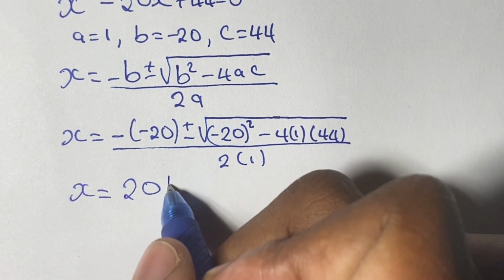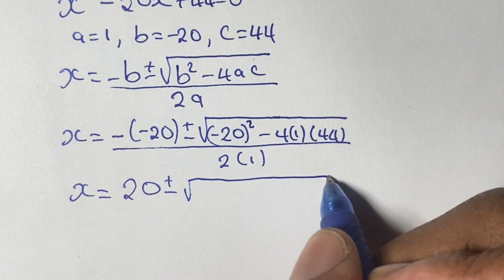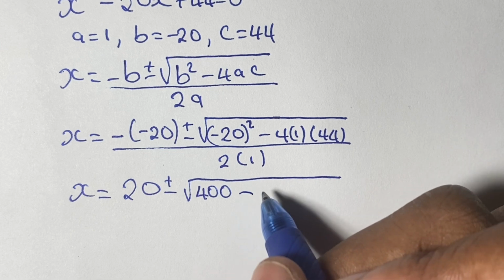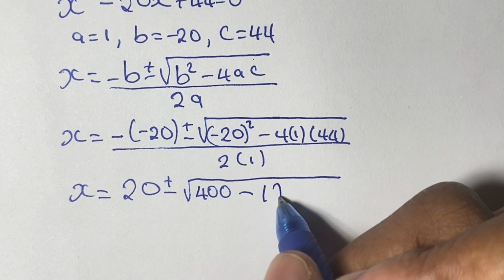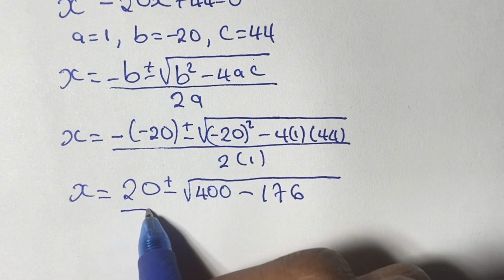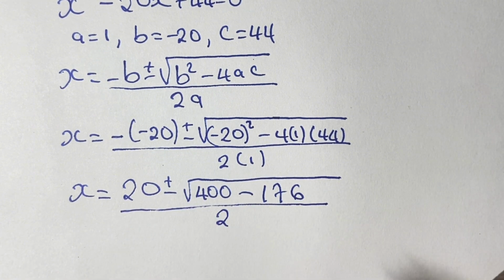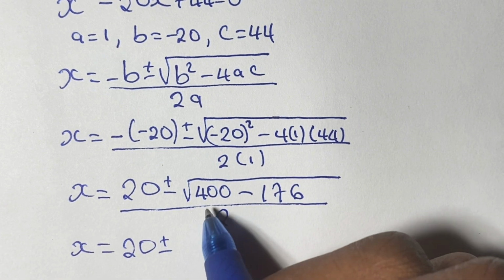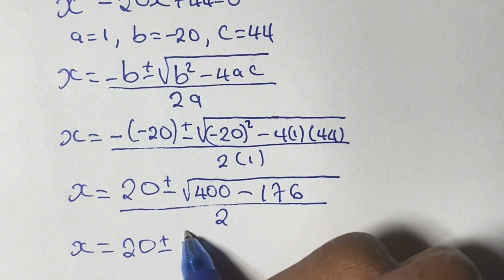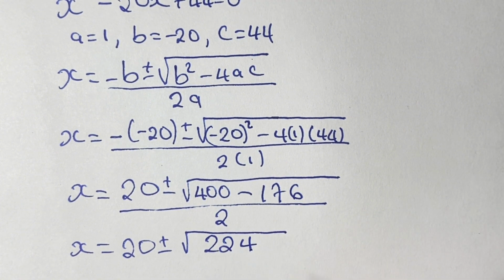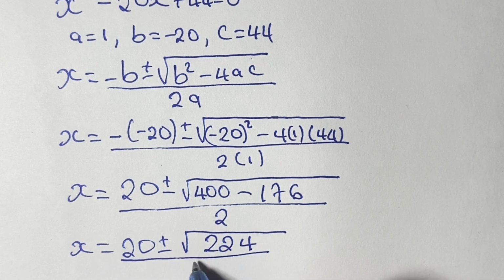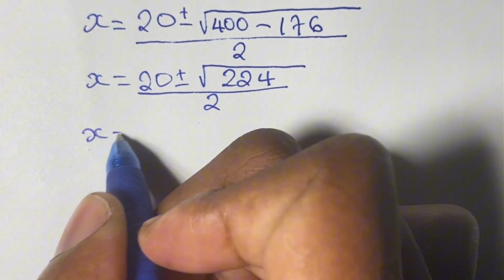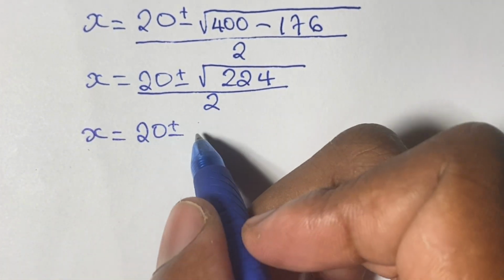So now we have x is equal to 20 plus or minus the square root of negative 20 squared, which is 400, and we know that 4 times 1 times 44 is equal to 176. So we have 400 minus 176, and our equation is all over 2 times 1, so that's 2. That brings us to x is equal to 20 plus or minus the square root of, we know that 400 minus 176 gives us 224, all over 2.